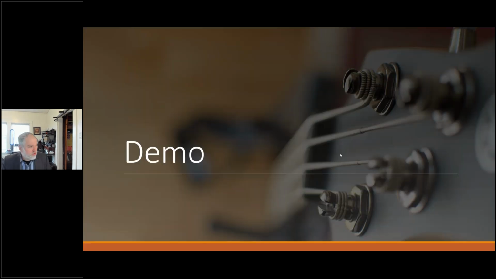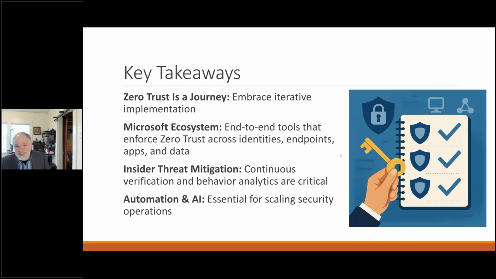I want to briefly go over some quick takeaways. Remember, Zero Trust is a journey. Embrace iterative implementation. Don't try to bite it all off at the same time. Start small, with small conditional access policies. Work as a pilot and build that up.